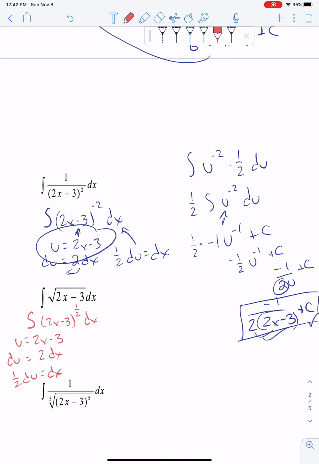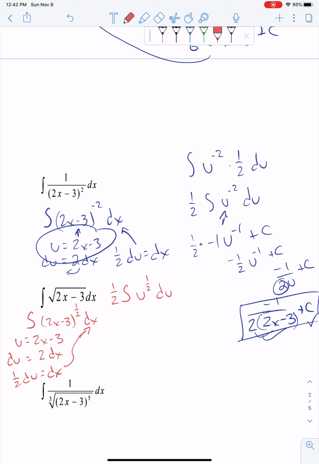Notice how we're using the same numbers a little bit just to get used to it. You're not always going to replace it with 2x minus 3. That's going to change here in a little bit, but right now that's the example that we're using. So I'm going to plug these in. Instead of 2x minus 3, I'm going to plug in a u. So I'm taking the integral of u to the 1/2. And instead of a dx, I'm going to plug in 1/2 du. And the 1/2 I'm going to put in front.